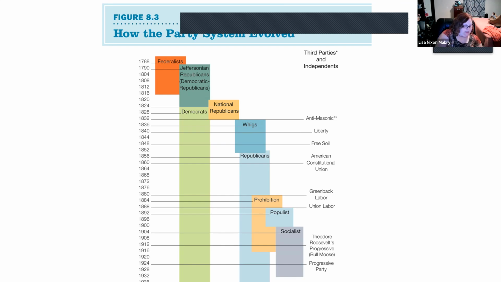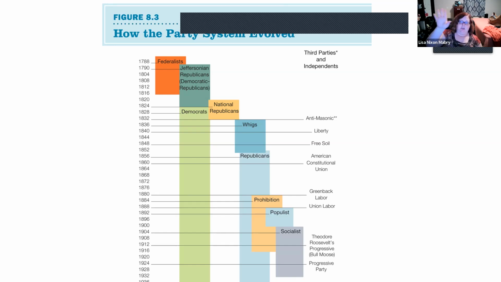When Thomas Jefferson defeated John Adams in 1800, so John Adams was the Federalist president, and Thomas Jefferson was the Jeffersonian Republican candidate, and he defeated John Adams. The Federalists started to grow weaker. So from like 1788, 1790, the Federalists are like top dogs.